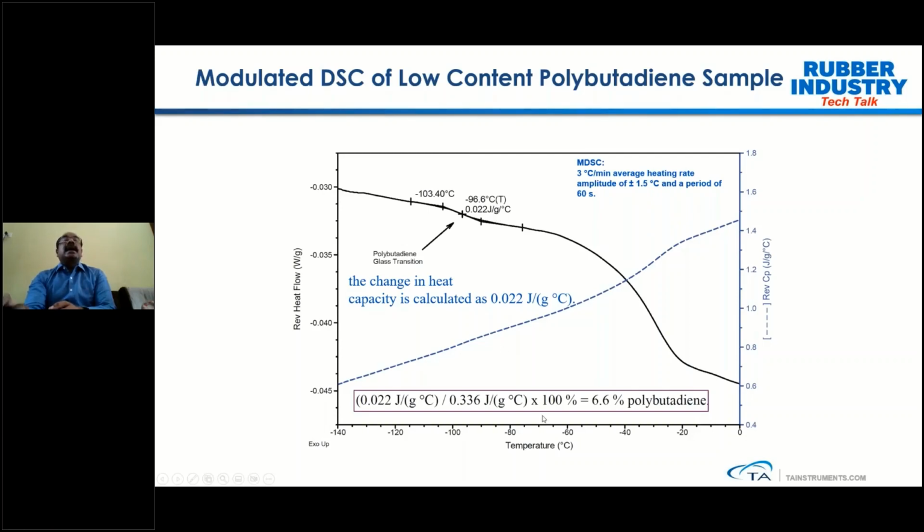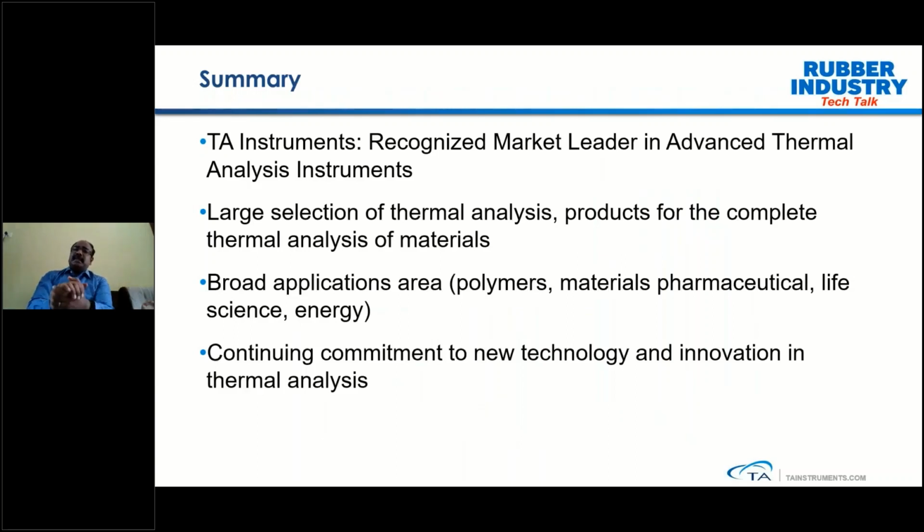If I take this average, I can clearly quantify even a 6.6% polybutadiene which is present in the polymer accurately by using modulated DSC. So this is one of the key advanced benefits of these modulated DSC techniques, and that is what you are getting out of this analysis. With that note, I summarize my presentation.